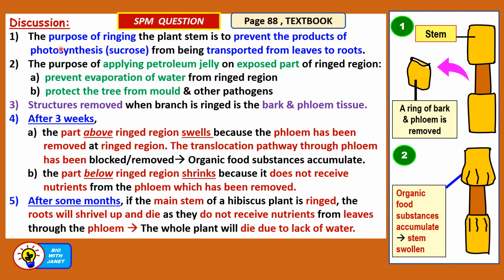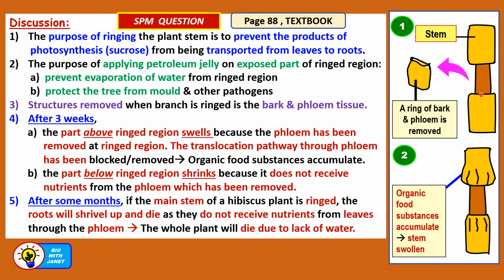So firstly, what's the purpose of ringing the plant stem? The purpose of ringing the plant stem is to prevent the products of photosynthesis, which is sucrose, from being transported from the leaves at the top to the roots below. So taking away the ring of bark and phloem is to prevent the products of photosynthesis, such as sucrose, from being transported through translocation from leaves to roots, by removing the ring of bark and phloem from this part of the stem.